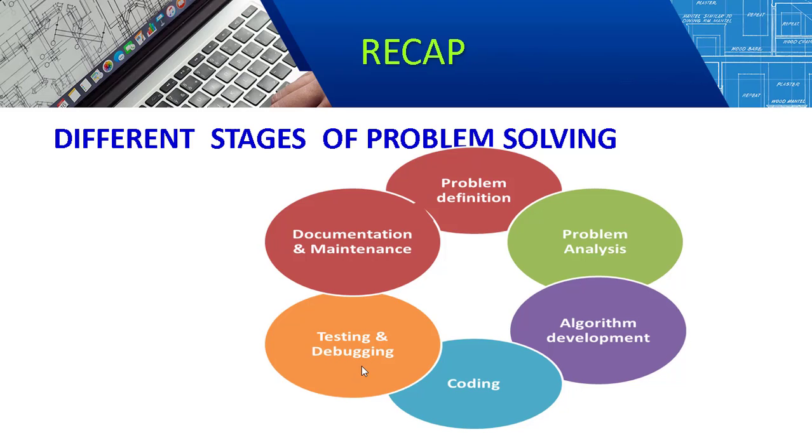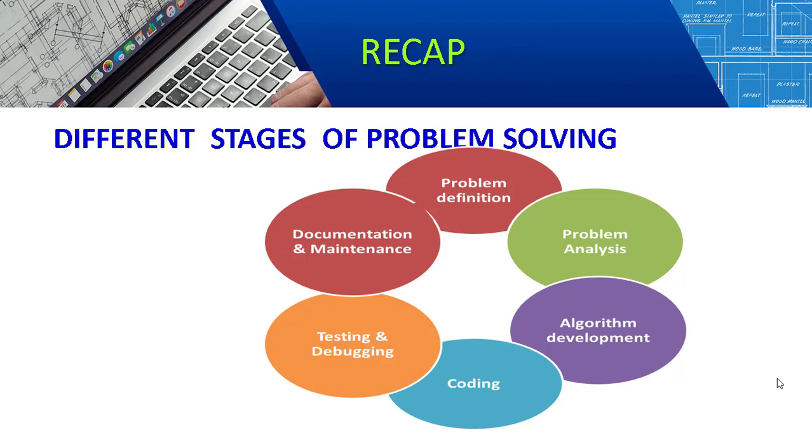The next stage is documentation and maintenance. Documentation means we have a reference material which will explain the use and maintenance of the program. This documentation is important for further updating or maintenance of the program. We need documentation. What is done in the program, all this has to be mentioned in the documentation. There are two types of documentation. One is internal documentation. The other one is external documentation.